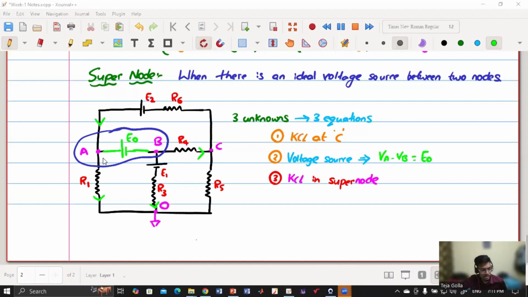So second condition, if you see VA and VB, the potential difference between VA minus VB is E naught because E naught is an ideal voltage source that is given. So E naught is nothing but VA minus VB. Agreed? Right, because the potential difference across that voltage source is nothing but VA minus VB. VA is at a higher potential, so VA minus VB is nothing but E naught. Is that clear? Yes, sir. Okay. So any queries until this point?